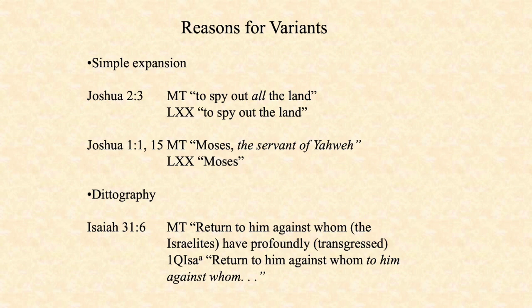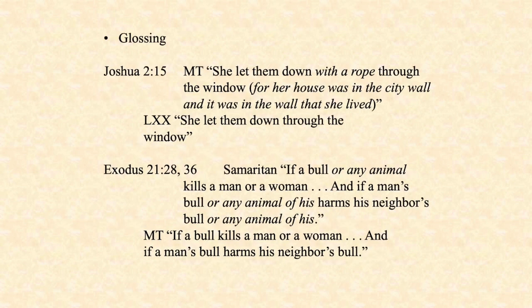Sometimes a scribe over time might mistakenly repeat something. They forgot that they'd already written it, they got distracted, and this is called dittography. So here we have in the Isaiah scroll where the medieval text says, return to him against whom the Israelites have profoundly transgressed. In the Isaiah scroll from Qumran, it says, return to him against whom, to him against whom. So the scribe, somebody along the way, simply made a mistake and repeated a phrase.